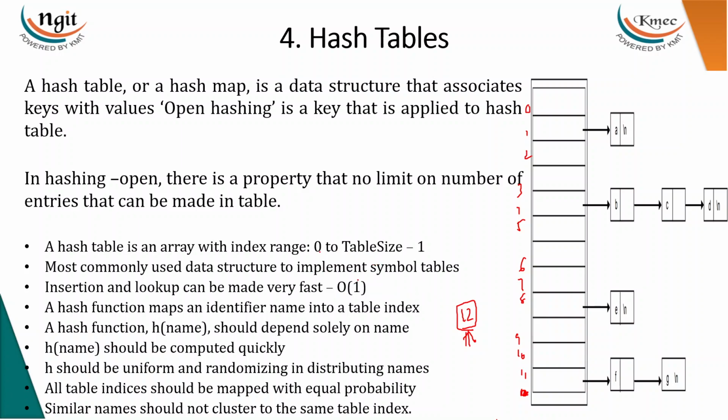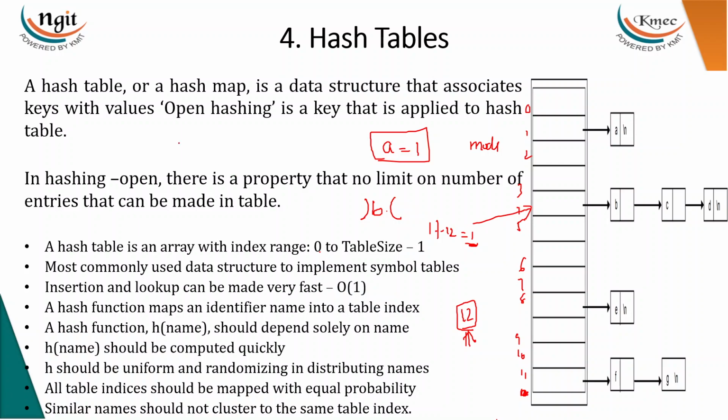It is the most commonly and widely used data structure to implement the symbol table. Insertion and lookup operations can be made very fast, with a time complexity of order of one. For example, I want to check whether B exists or not. Then whatever hash function we used to insert it will direct you straight to the location. For example, the hash value of A is 1, assume that. Then we have used the modular hash function, so 1 mod 12 is 1. Just go to index 1, you don't need to search linearly.